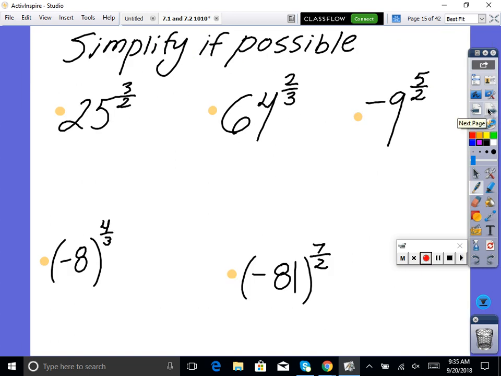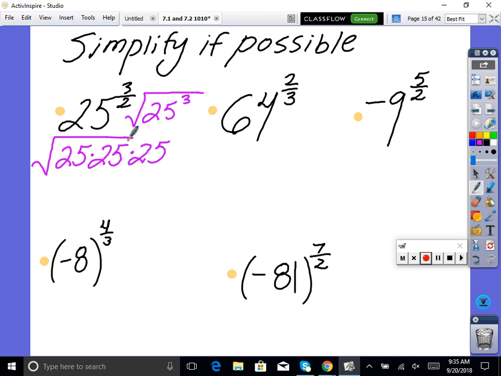Okay, awesome. So it says simplify if possible. So everybody, no calculators allowed. So you'd say, okay, this as a radical is going to be better. So this is the square root of 25 cubed, isn't it? Which is the square root of 25 times 25 times 25. Now use your knowledge to pull out how we simplify radicals.